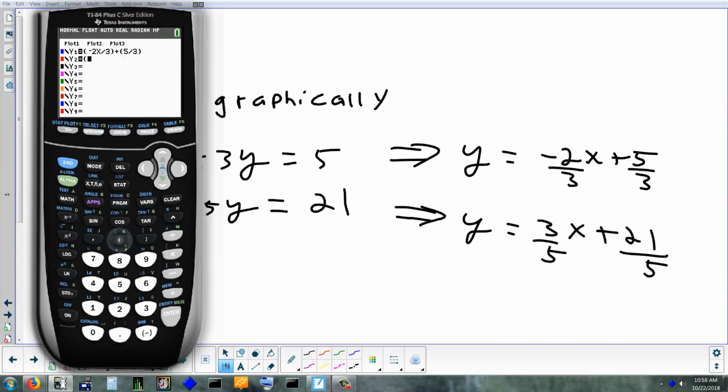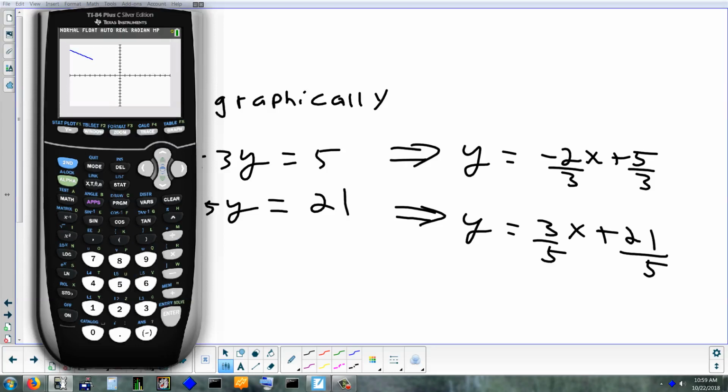You could type in 3/5 with the x on the outside. Make sure you put a parenthesis there, because if you don't, it's going to do 3 divided by 5x. And you don't want the x in the bottom. Okay, so 3/5 x plus 21/5. Yeah, probably a good idea to put parentheses around the y-intercept too, because it's division, so let's just do that.